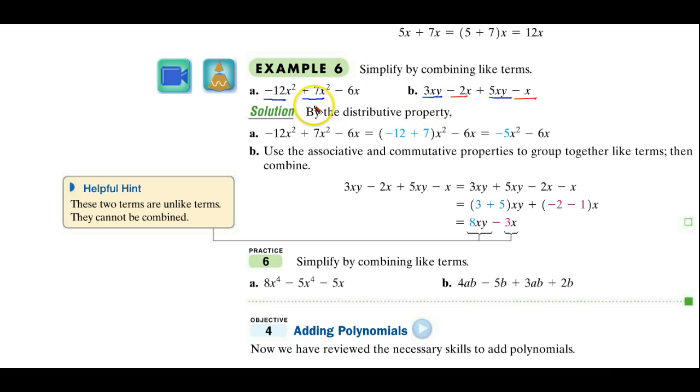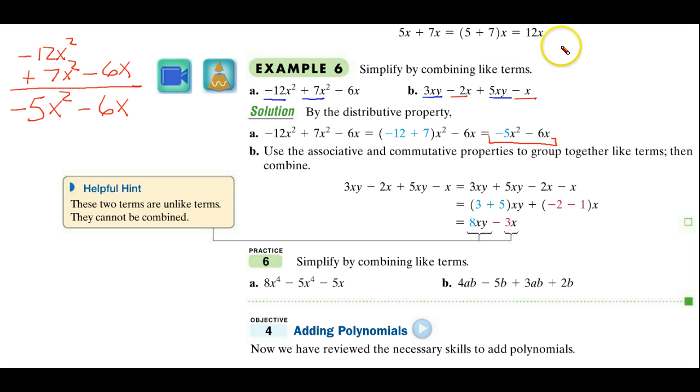Now, when we combine like terms, we only deal with the numerical coefficient part. So a strategy might be negative 12x squared and then a positive 7x squared. And then the other term is a negative 6x. And then what I've done is I've put them in like term columns. That's my helpful hint to you. So we're going to subtract the 7 from the 12, get a 5, x squared, and then the larger absolute value sign is negative, so this is a negative.